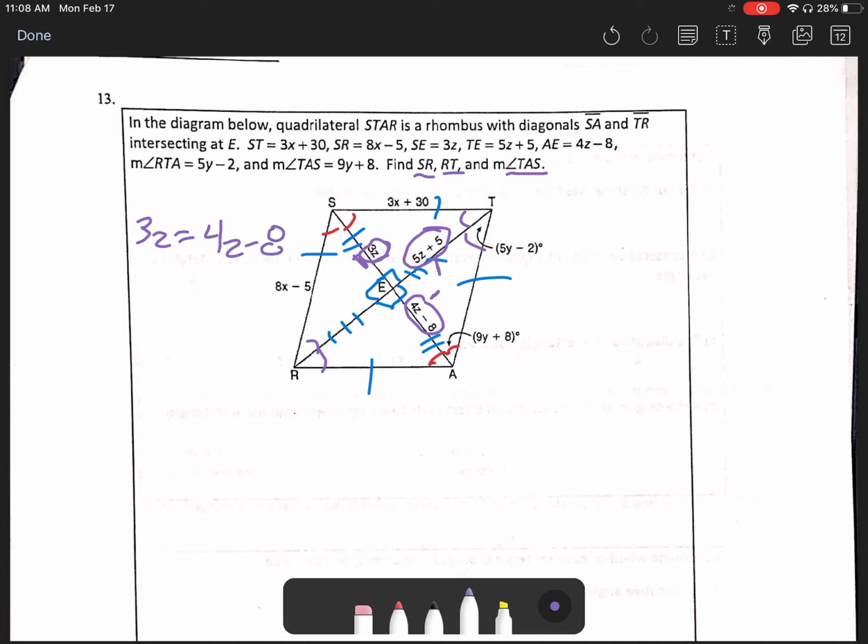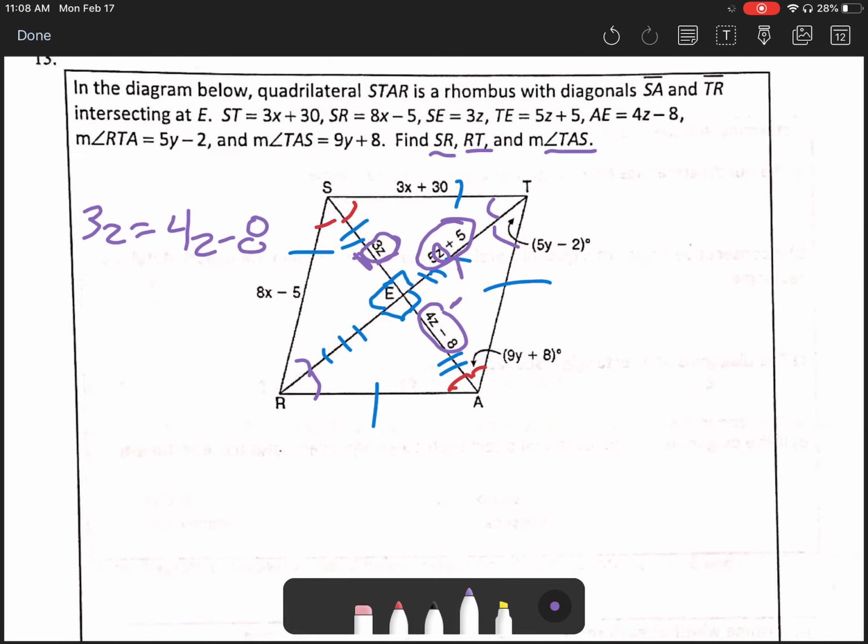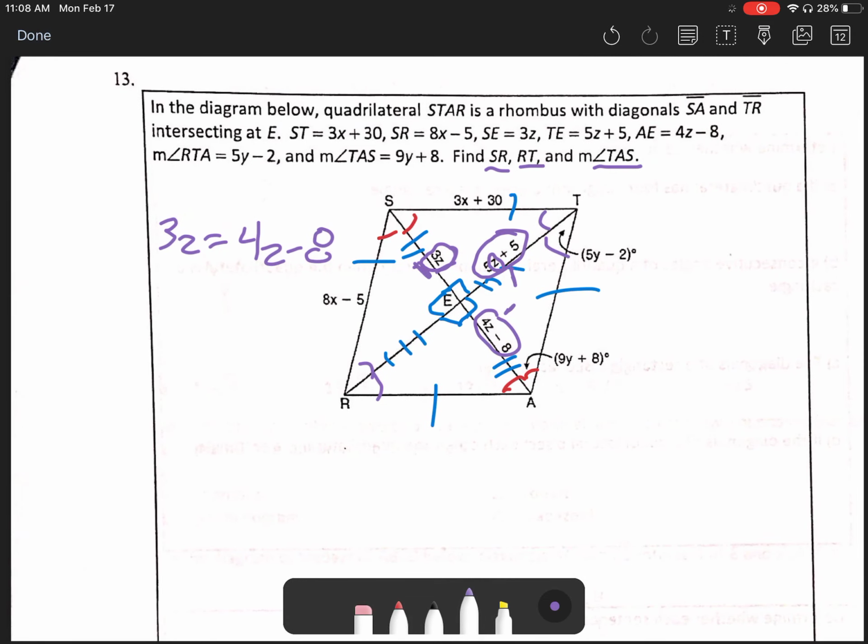That will actually help us find RT, because if I can find Z, I can replace this Z with whatever value I find there, and then from there we can substitute it and double it. So for this, I'm going to subtract 4Z from both sides. This ends up being negative 1Z is equal to negative 8.